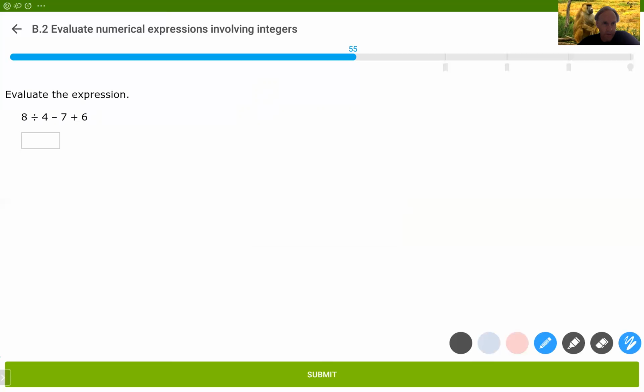Looks like we're starting with the division and then doing subtraction and addition. Now, I'm going to show you the wrong way to do this. Sometimes it helps to see things done the wrong way. This is a very common mistake. I see students do this a lot. They'll say 8 divided by 4. By the way, this is wrong.